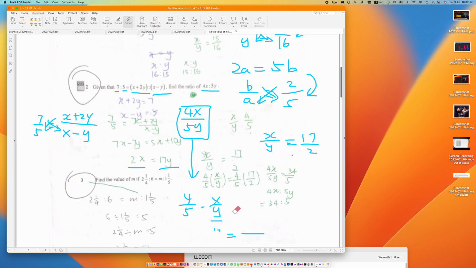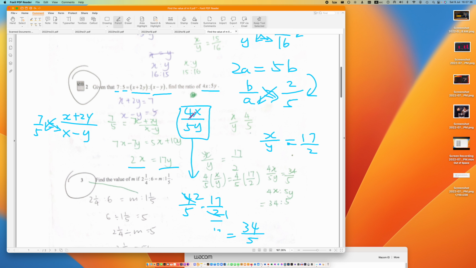Your 17/2, just replace. 17/2 equals x over y. So 4/5 times 17/2, correct. Then just use your calculator and you get the answer. Divide by 2, 2, divide by 2, 1. So it's 34/5. Yes, 34/5.